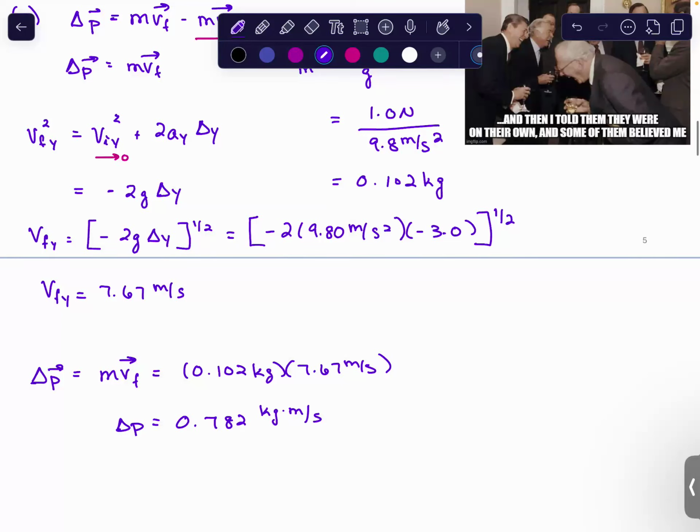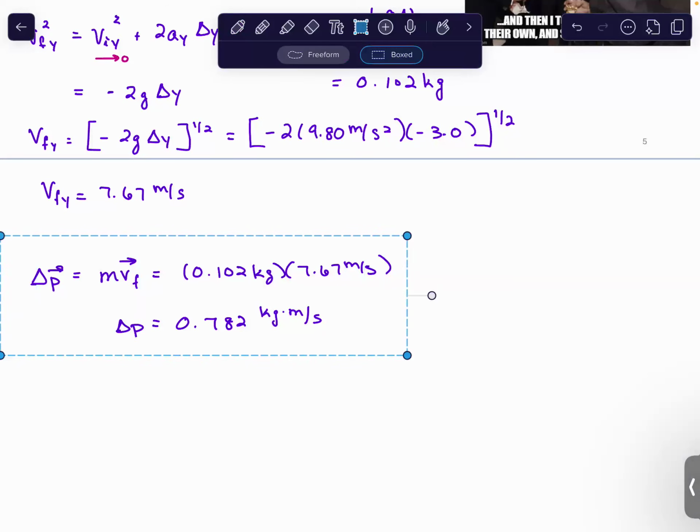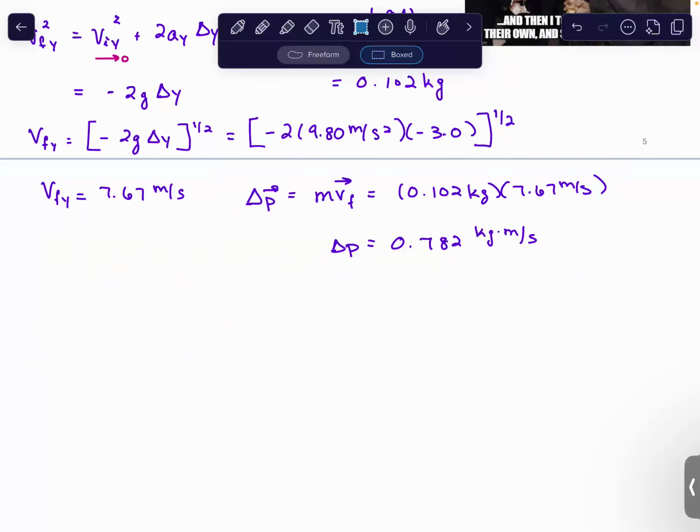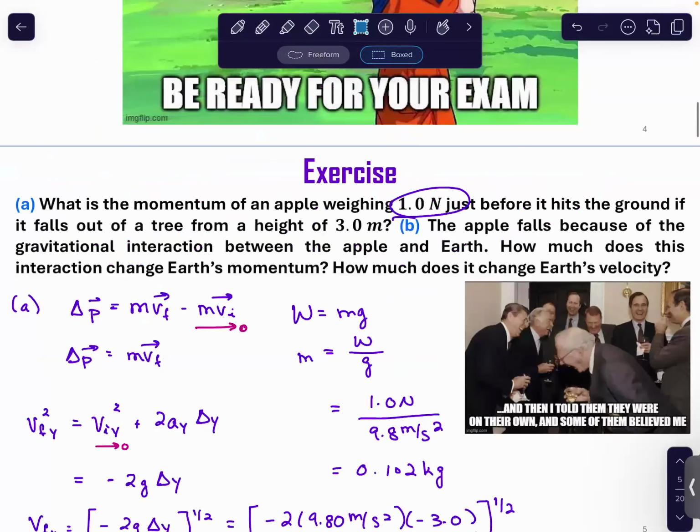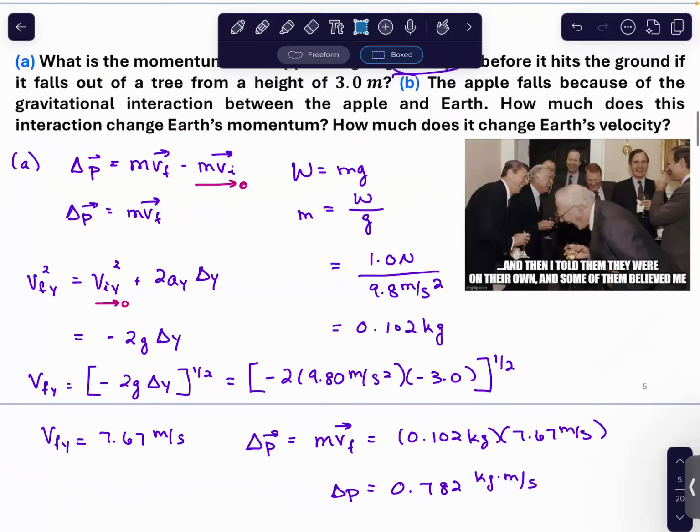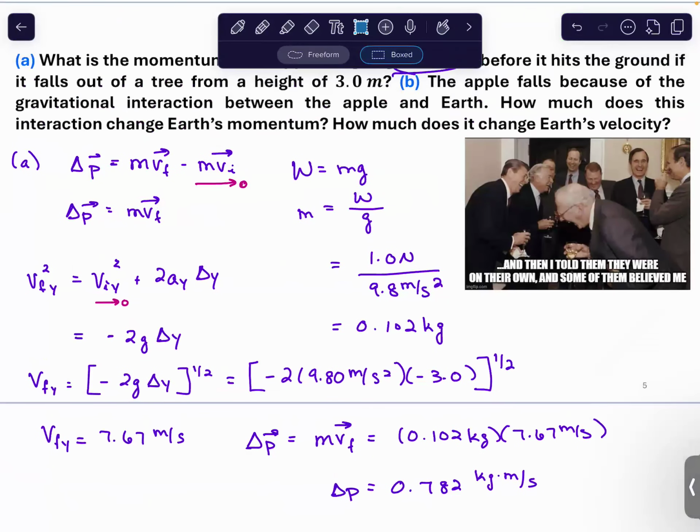Wait, I'm not ready. No, we still have to do part B. Wait, I wrote so much. The apple falls because of the gravitational interaction between the apple and the Earth. How much does this interaction change the Earth's momentum? Nothing. How much does it change the Earth's velocity? None.